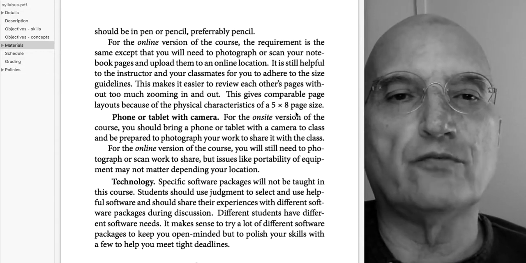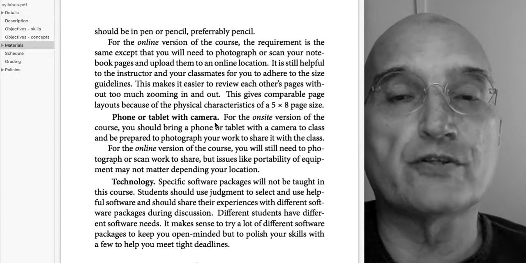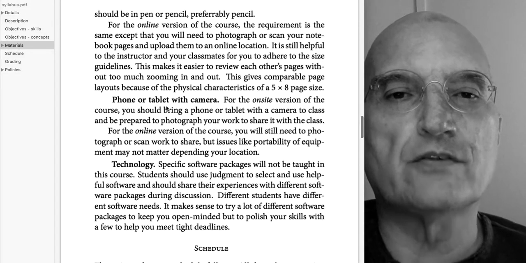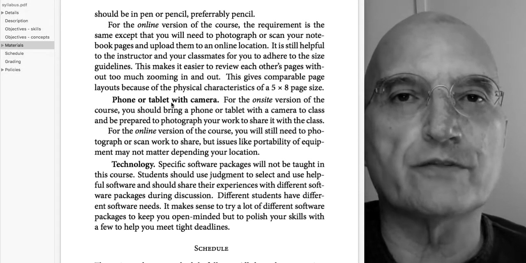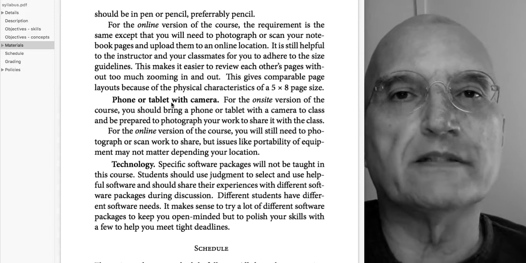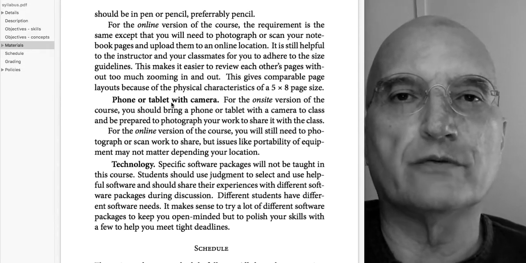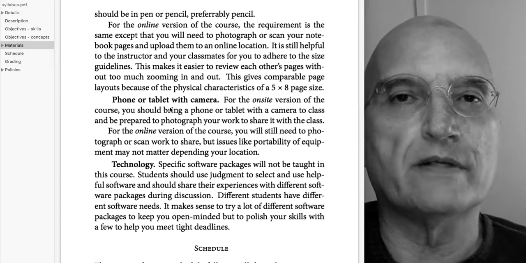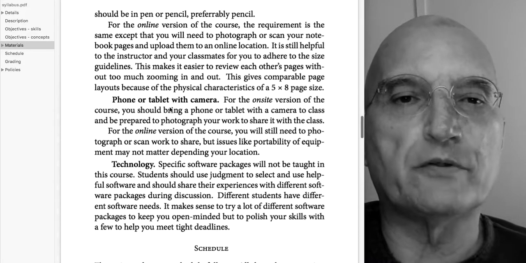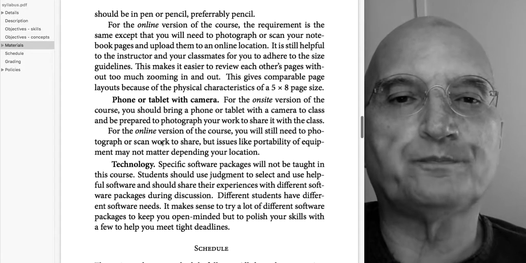So you should have a phone or a tablet with a camera or some means of photographing things. This is obviously easier in the online version of the course because you're probably in your workplace and so you don't have to remember to bring a phone to class or a tablet or whatever that has a camera in it. That's very important.